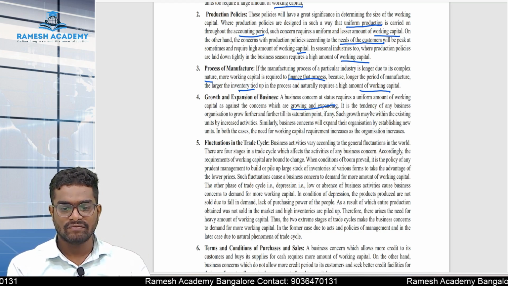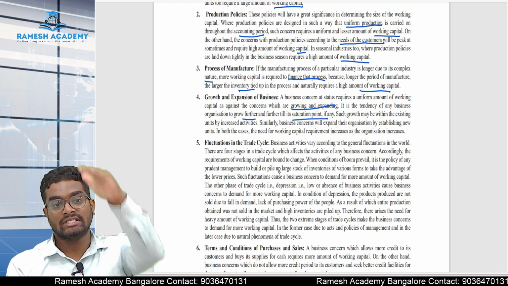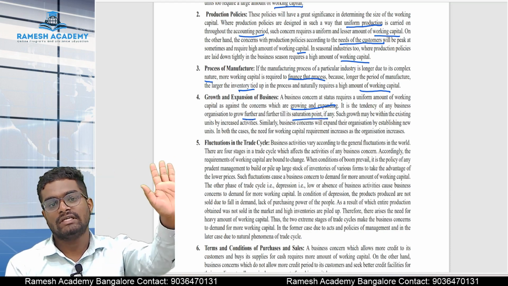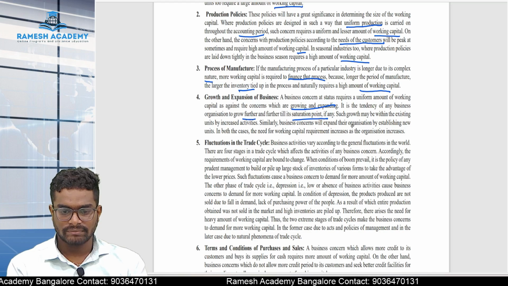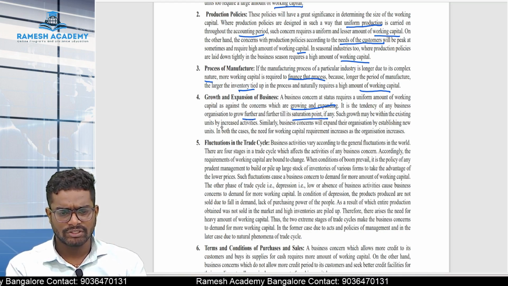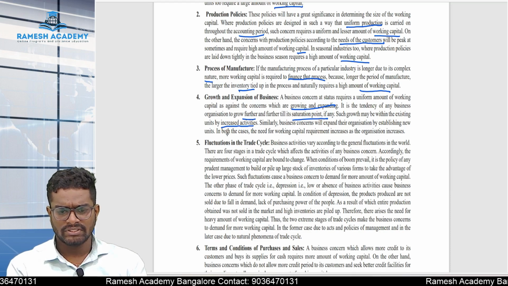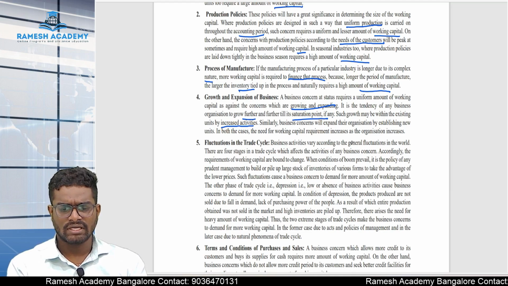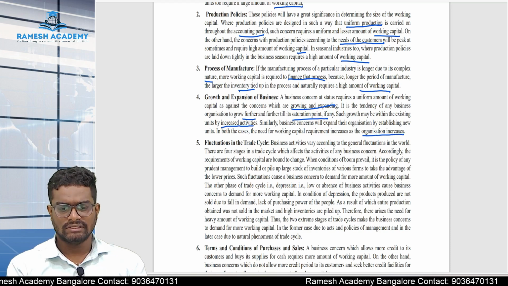It is a tendency of any business organization to grow further and further till the saturation point. Saturation point means the point at which your sales is fixed, above that you can't go. Such growth may be within the existing units by increased activities. Similarly, business concerns will expand their organization by establishing new units. In both cases, the working capital requirement increases as the organization increases.